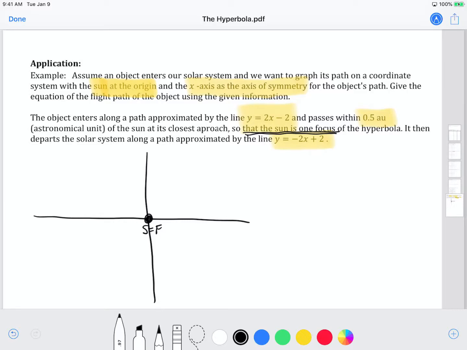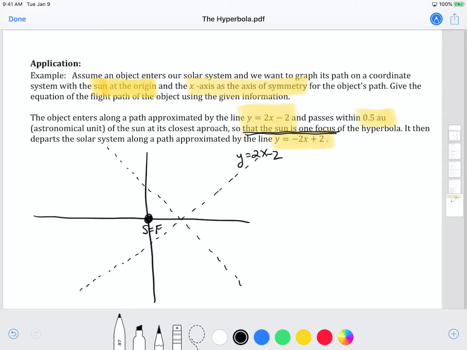Now it tells us that we have a path of 2x minus 2. Negative 2 would be my value of b, so it crosses the y-axis at negative 2, and it has a positive slope, so it's going to go up, left to right. So it's going to pass through at negative 2. So this is y is equal to 2x minus 2. And then the object leaves the solar system on the path of negative 2x plus 2. That means it has a positive y-intercept with a negative slope. So now that's going to look like this.